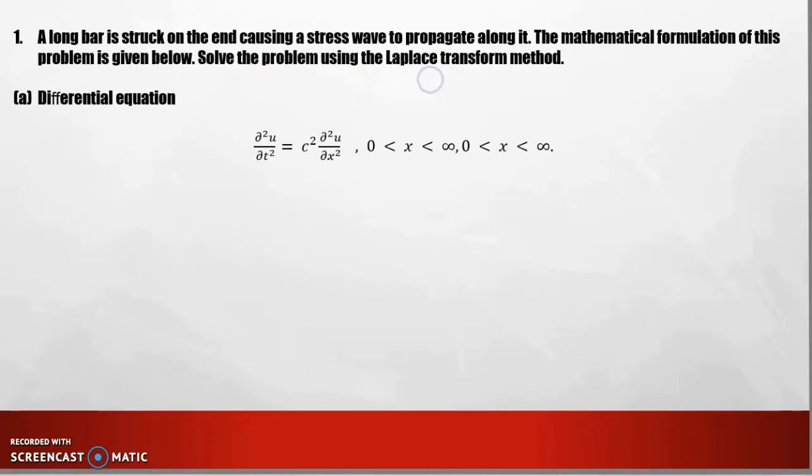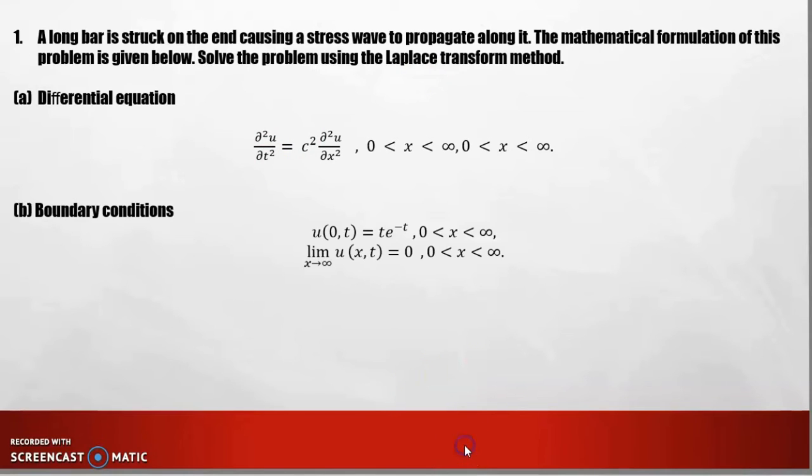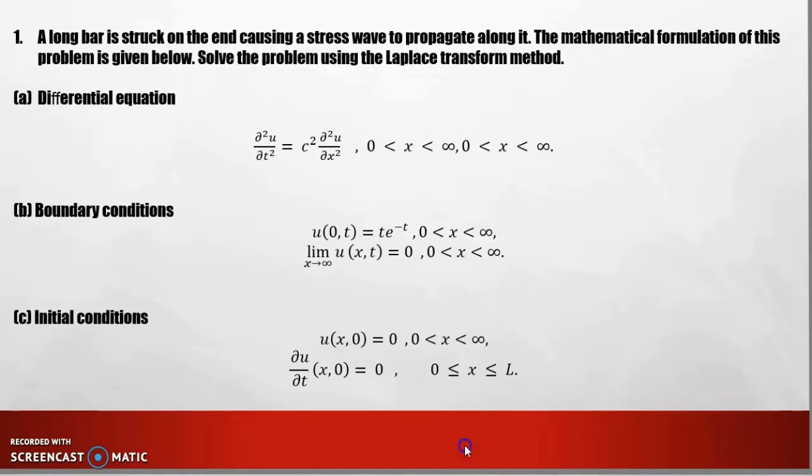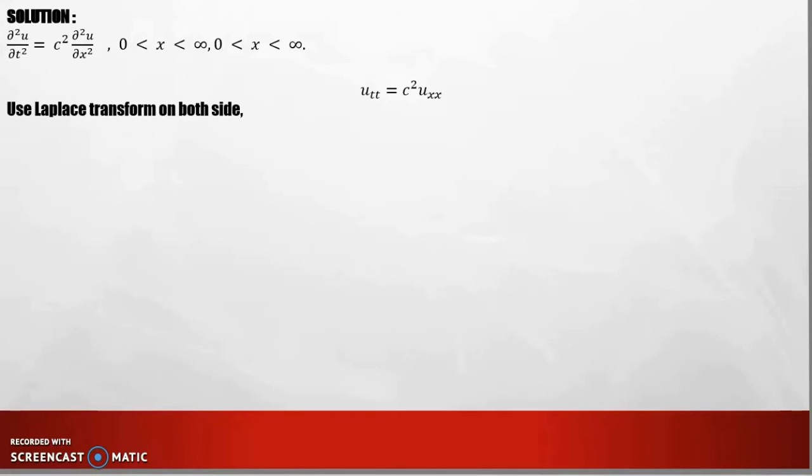So, this is the given differential equation, boundary conditions, and its initial condition. Based on this question, we know that this is the general equation of a wave equation. Since the interval involved is semi-infinite, we have to use the Laplace transform in order to solve this problem. For the first step, we have to take the Laplace transform on both sides of the wave equation.